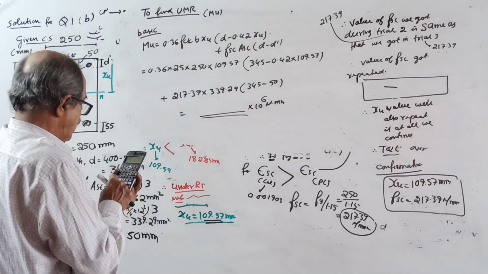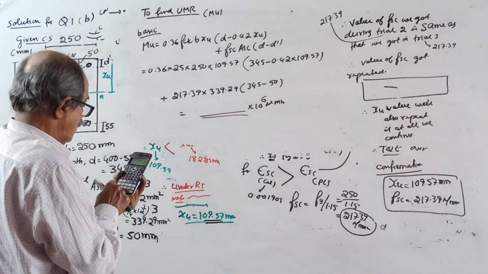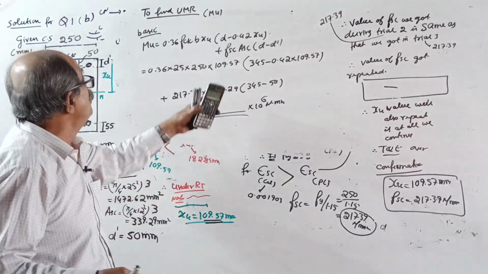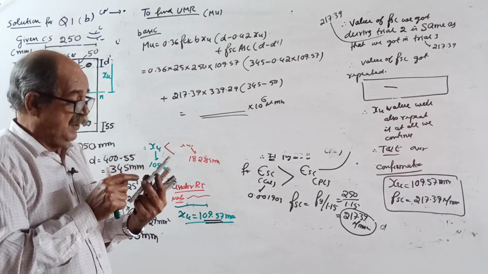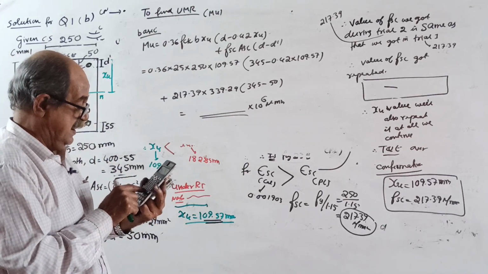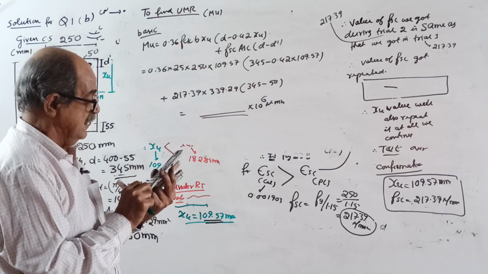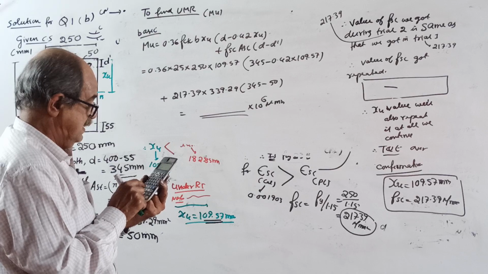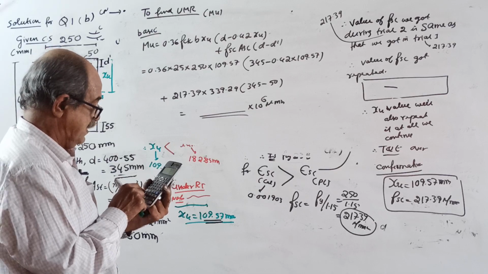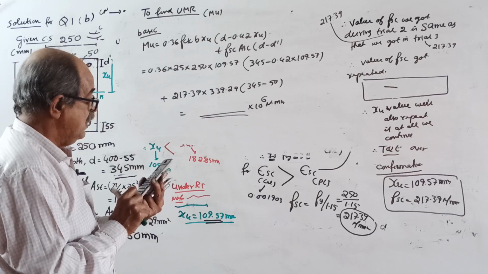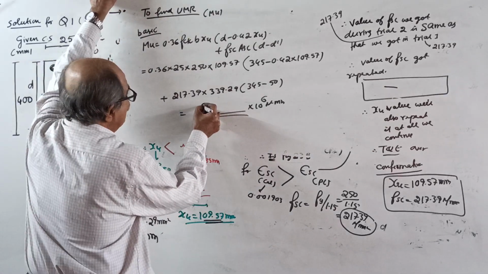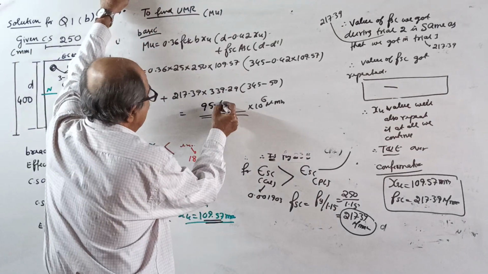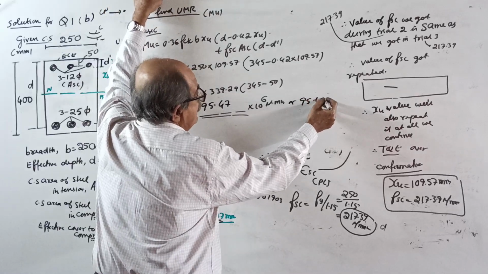0.36 into FCK into B into XU, 109.57, into bracket D, 345 minus 0.42 of XU, 109.57. This is the MR for the singly reinforced section, that is partial MU1, plus FSC, 217.39, into 339.29 into lever arm of D, 345 minus 50. I will calculate. If it is wrong, check it. 95.47. Suppose wrong, don't make an issue. That's how much I can remember by heart. 95.47, or you can tell 95.47 kilonewton meter.